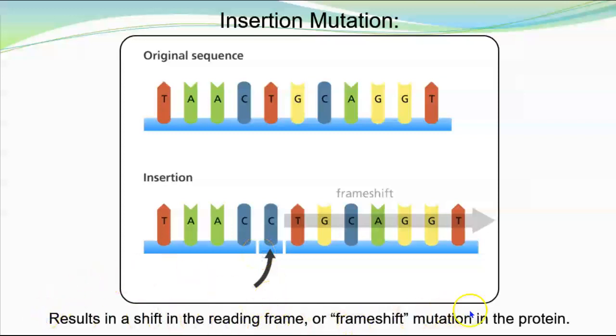This type of DNA mutation ends up resulting in a shift in the reading frame. Remember, we call those reading frames codons. So if you're reading them in threes, if you insert another nucleic acid here, you're shifting the reading frame by one nucleic acid. We're going to call that a frame shift mutation as a result.